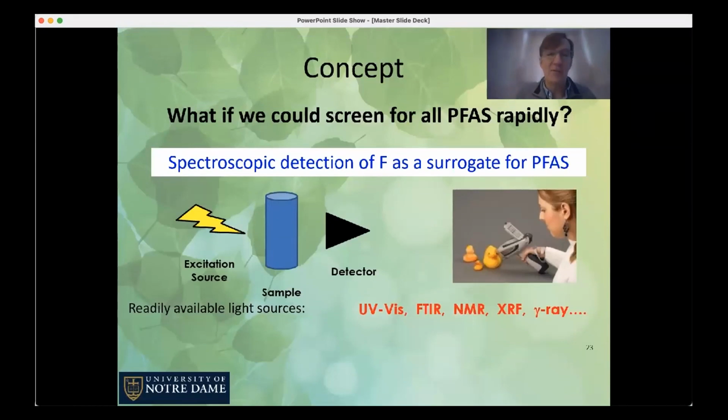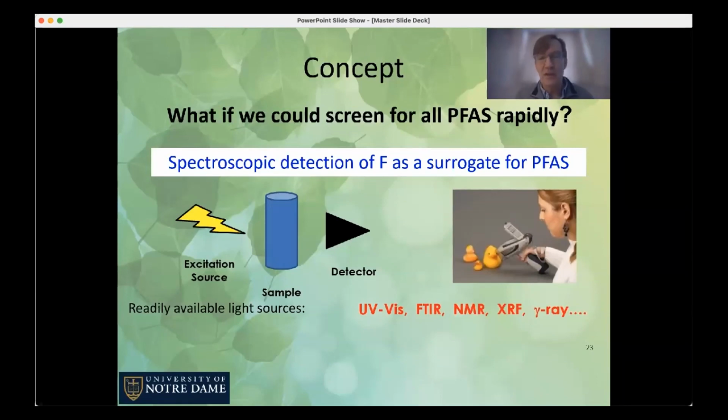And so therefore, wouldn't it be interesting if instead of doing the long study, we could just take a light source, shine it on a sample, and measure with a detector, sort of like they do with X-ray fluorescence to measure lead in toys coming from China. We would take an available light source, put it on a sample, and tell you instantly whether there's any fluorine in there. And that fluorine we'd use as a surrogate for PFAS. And unfortunately, there are no light sources of the regular type, UV-Vis or FTIR, infrared spectroscopy, or NMR, or even XRF that will give you a fluorine signature that you can use.